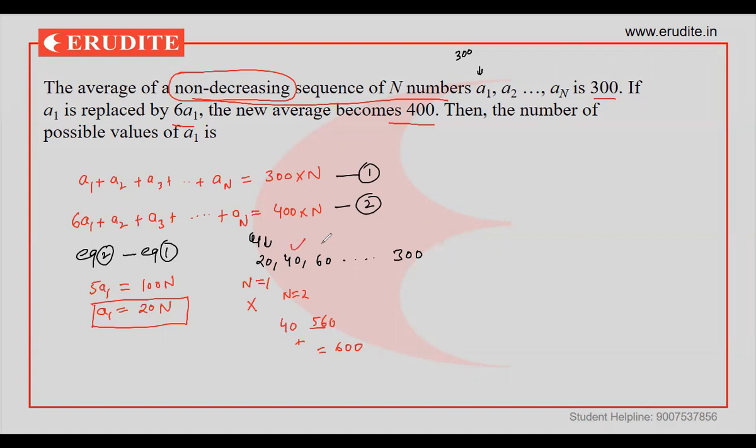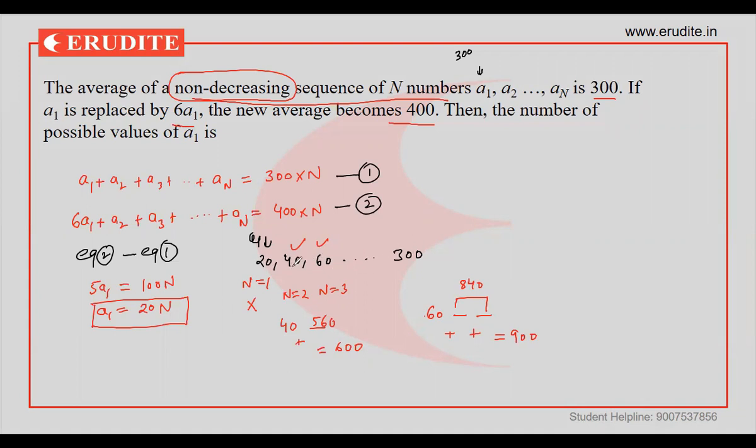Similarly, guys, if I assume that a1 is 60, then n equal to 3. That means there are three numbers. Out of them, one number is 60, the other two I don't know. But the average of these three will be 300. That means their sum should be equal to 900. So guys, if one of the numbers is 60, then the sum of the other two should be 840, which is again possible. So other than a1 equal to 20, all the other possible values are there.